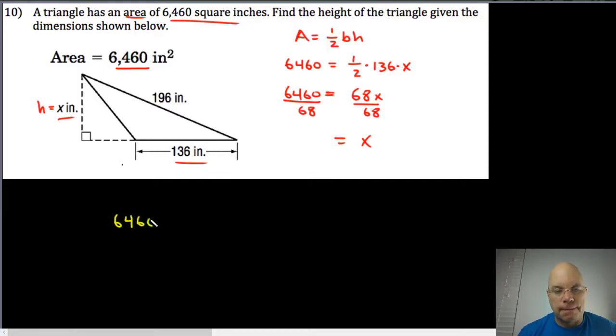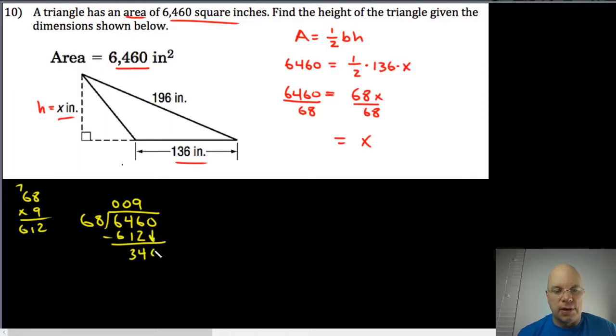6,460 divided by 68. 68 goes into 6 0 times. 68 goes into 64 0 times. 68 goes into 646 probably 9 times, because 68 times 10 is 680. And 646 is just a little less than 680. So I'm going to find this product here. 6 9s is 54 plus 7 is 61. So 9 68s is 612. If I subtract, I get a difference of 34.